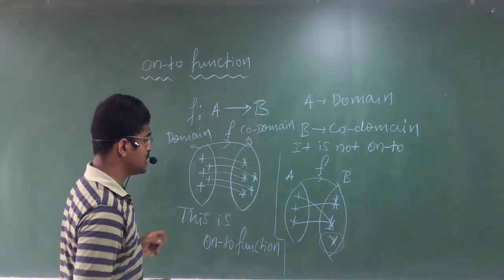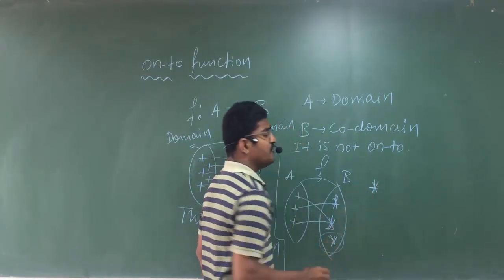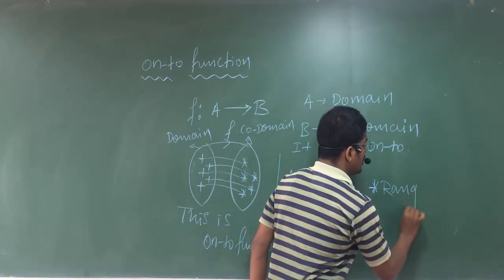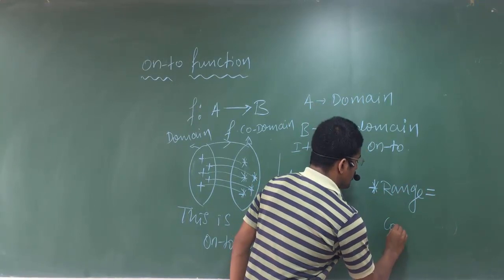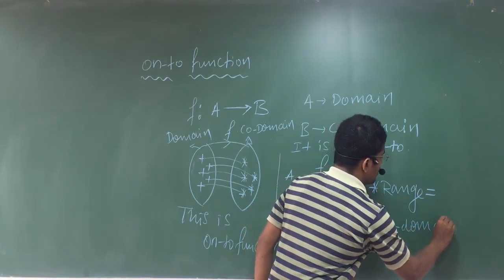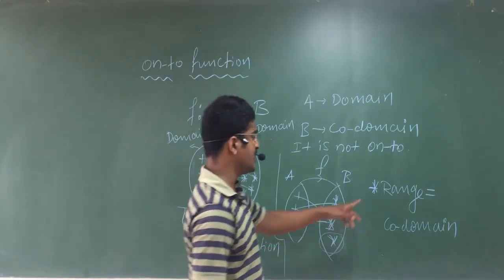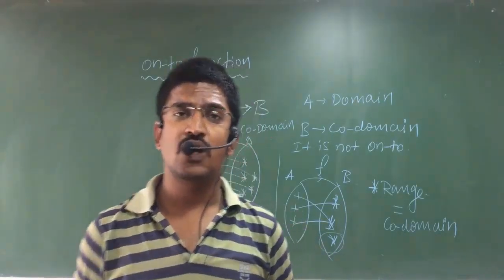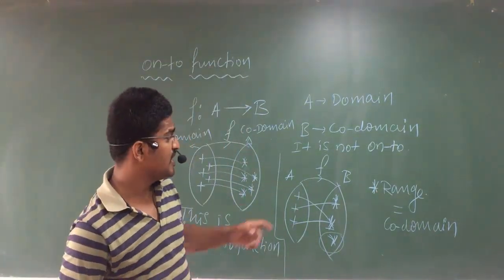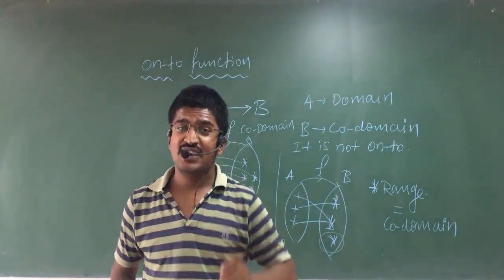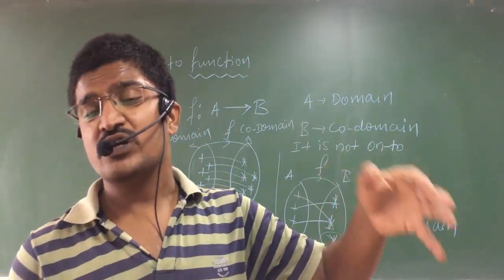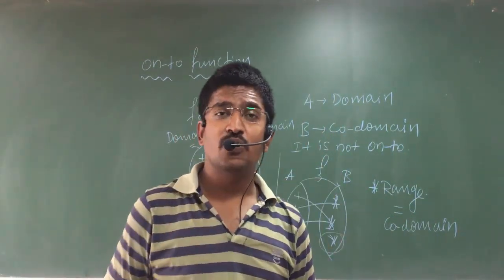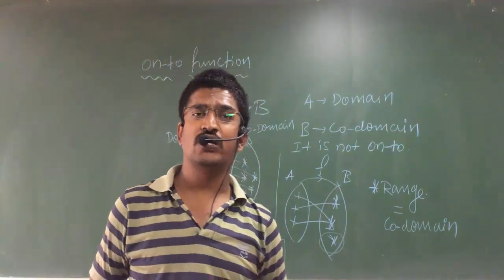Clear? So one more thing: if it has to be onto, the range must be equal to the codomain. Clear? If the range is equal to the codomain, then that particular function which has range equal to codomain is going to be an onto function.